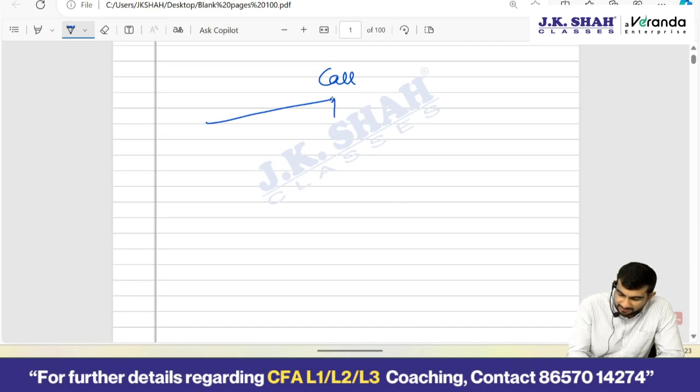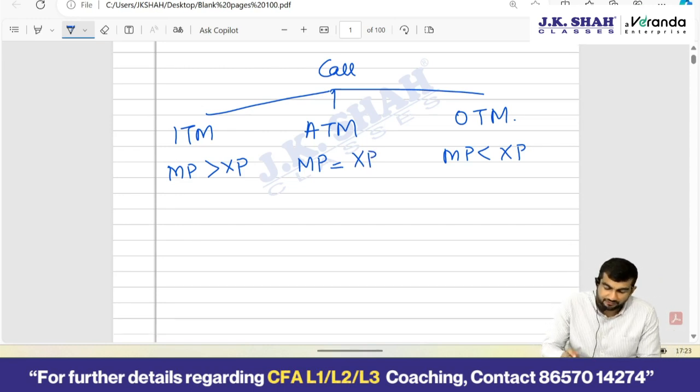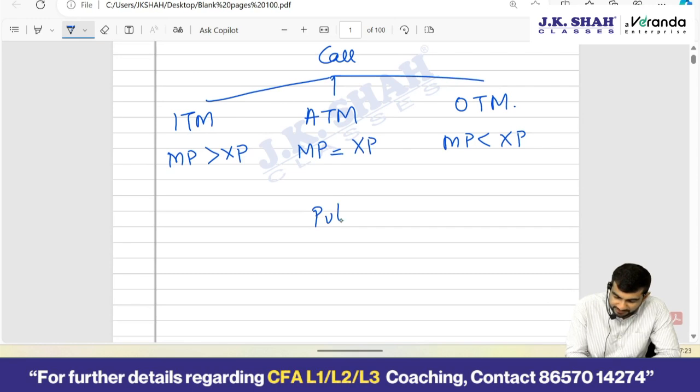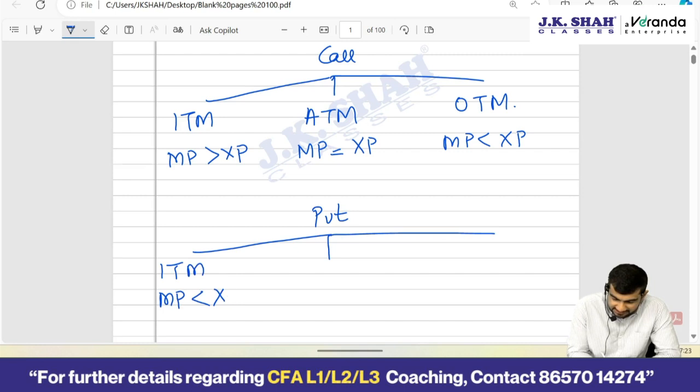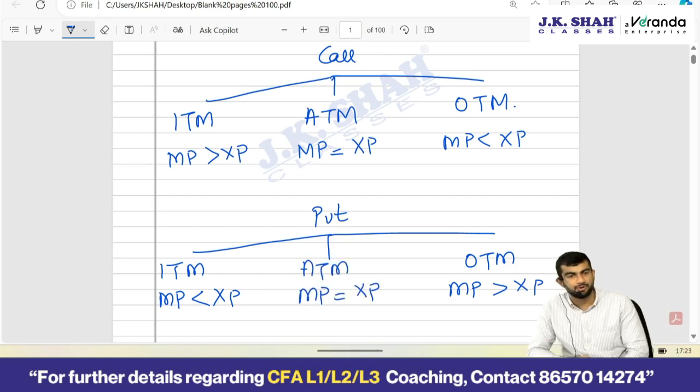Okay, now when I discuss about the moneyness of options, first let's discuss about call. Three types: in the money, at the money, out of the money. In the money was what? Market price of the option exceeding the exercise price. Out of the money was market price less than exercise price, and at the money is when market price equals exercise price. Do you remember this? Okay. And for put option it was exactly opposite. For put option, in the money will be when market price is less than exercise price. Out of the money is when market price exceeds the exercise price, and at the money is when market price equals the exercise price for a put option, right?